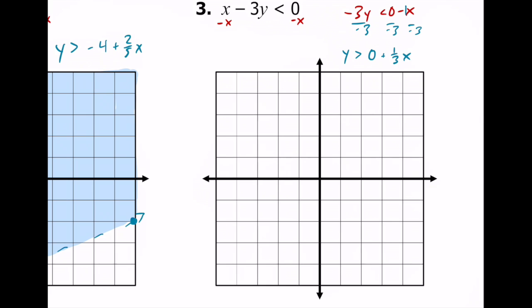So our y-intercept in this case, we're going to put it at 0. And our slope means go up 1 and to the right 3. We've run out of room to do that, so we can go the opposite direction as well. We fill this in with a dotted line, and then we can shade above.